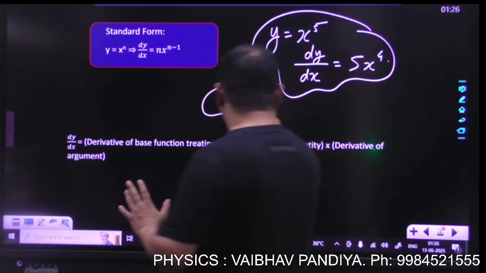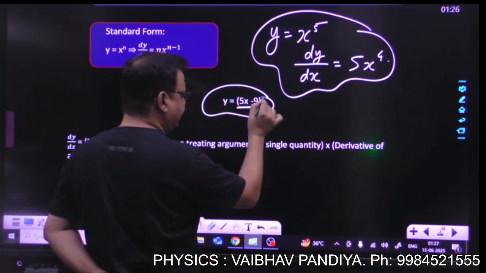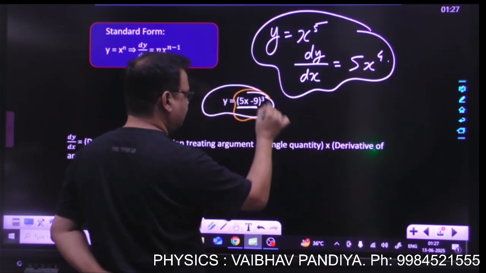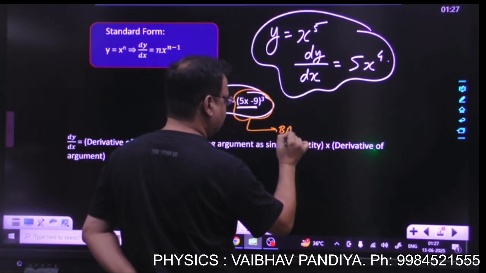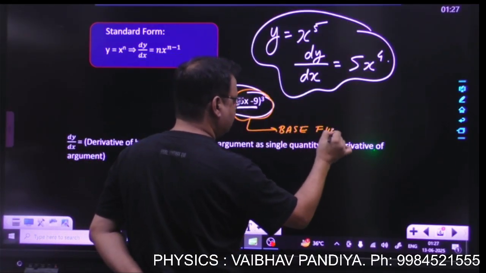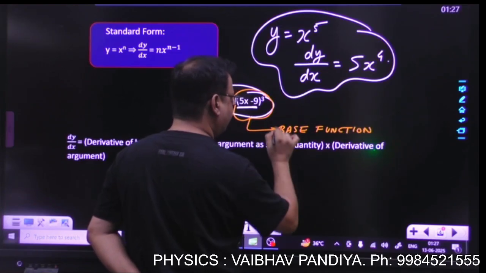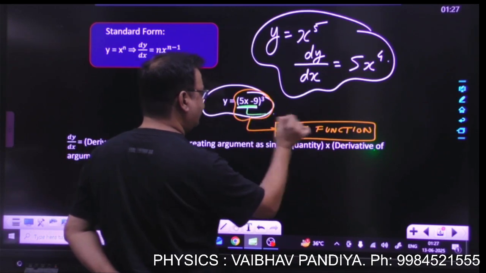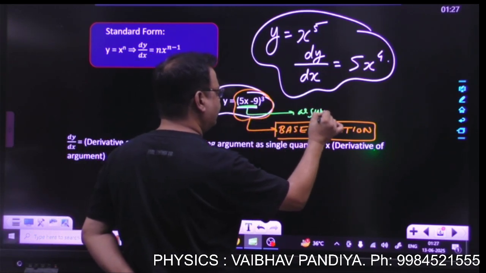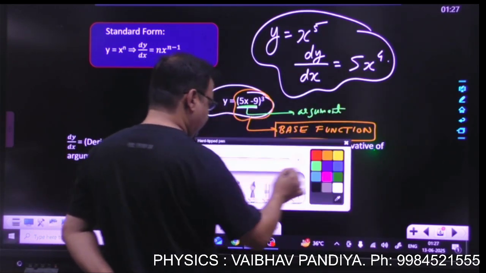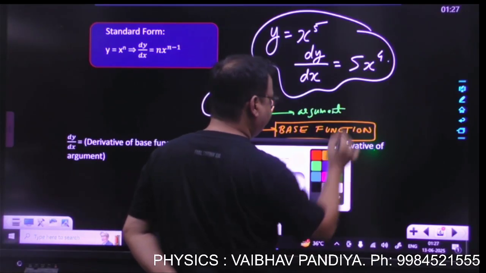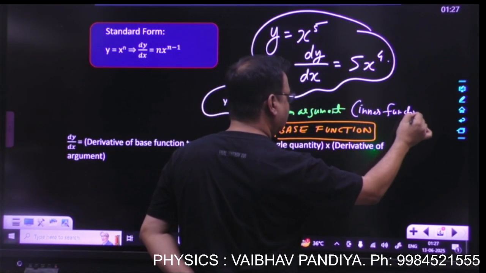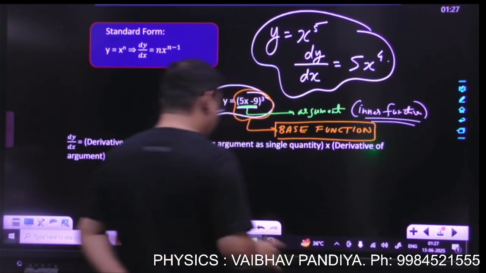Now see, in this function, this whole thing is the base function. Okay, and this is called the argument of the function, or you can say the inner function. In simple language, you can say inner function.